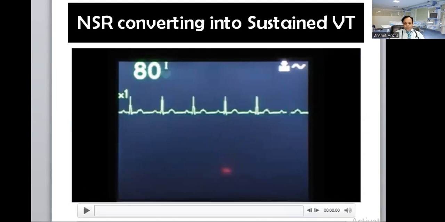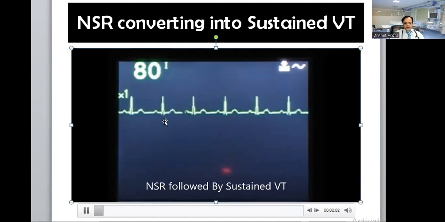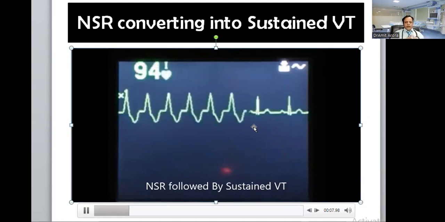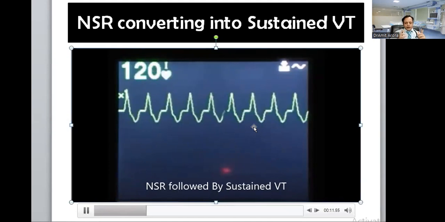What will you see here? First, normal sinus rhythm is there, PQRST. Look, the same patient after some time develops this VT. Now it is not reverting back.